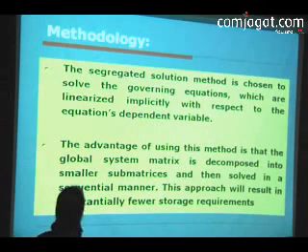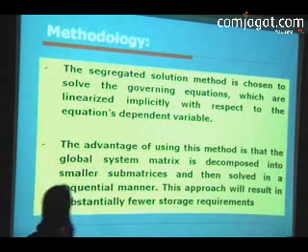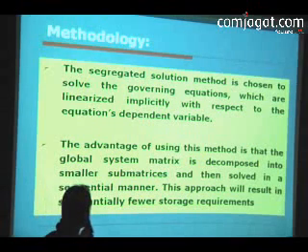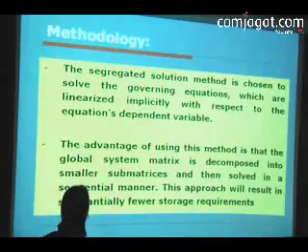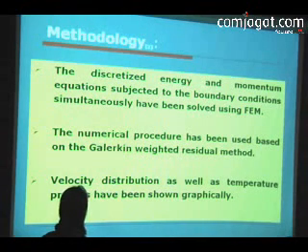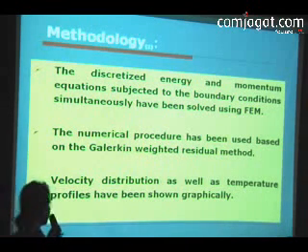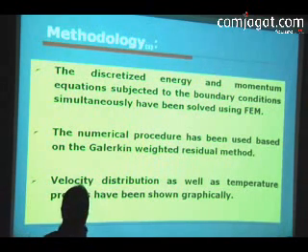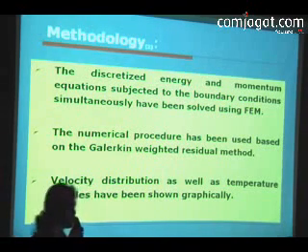Methodology. The solution method is chosen to solve the governing equations, which are linearized implicitly with respect to the equations' dependent variables. The discretized energy and momentum equations subjected to the boundary conditions have been solved simultaneously using the finite element method. The numerical procedure is based on Galerkin's weighted residual method. Velocity distribution as well as temperature profiles have been shown graphically.